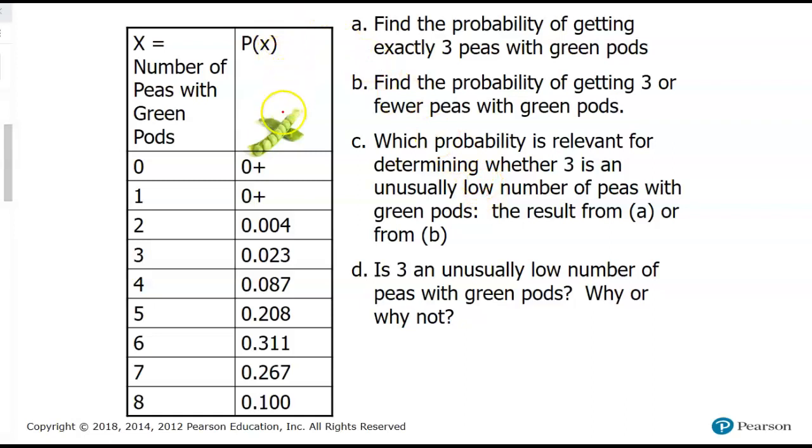Okay, here is an example. It's kind of the same one we did, except here we're not finding the mean, variance, and standard deviation. We're actually answering these questions. I wanted to put it in because you do have one on your homework that's similar to this.